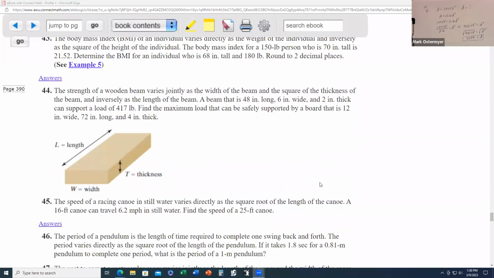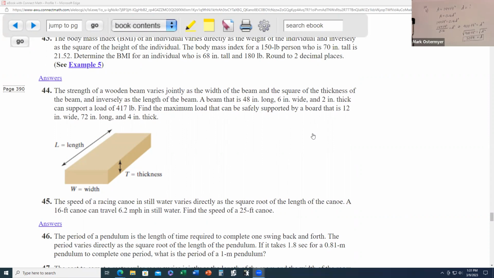All right, classwork number 2, ladies and gentlemen. I want you to do problem number 44. Let's read it. It says the strength of a wooden beam varies jointly as the width of the beam and the square of the thickness of the beam, and inversely as the length of the beam.